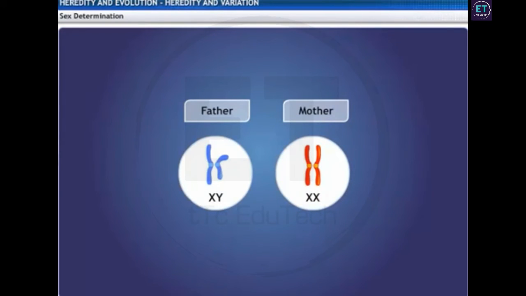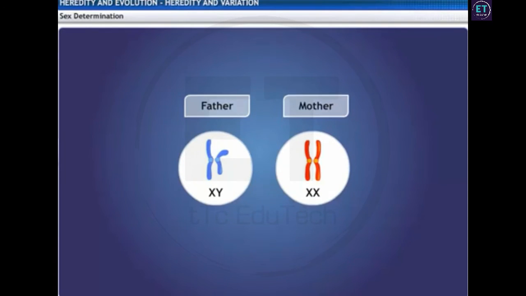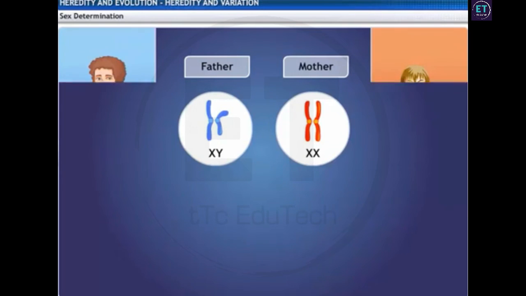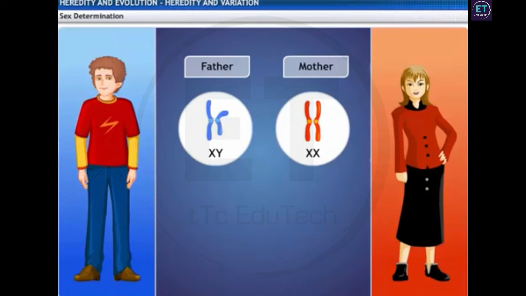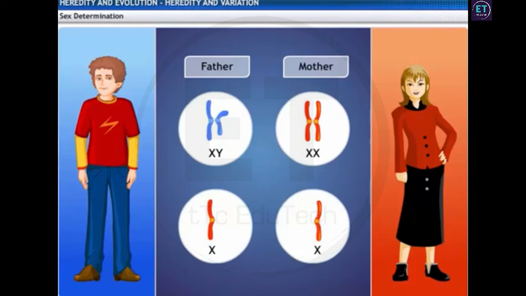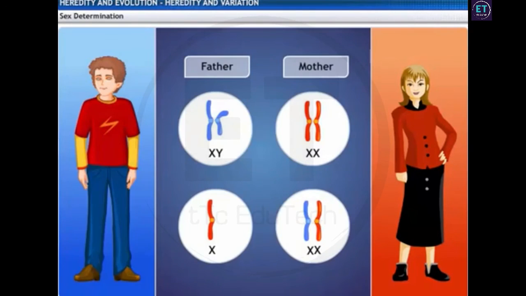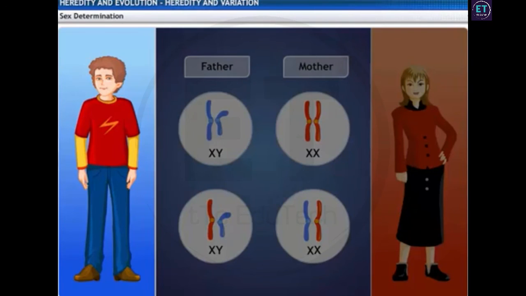Let's look at the inheritance pattern of the X and Y chromosomes. All children will inherit an X chromosome from their mother, regardless of whether they are boys or girls. A child who inherits an X chromosome from her father will be a girl, and one who inherits a Y chromosome from him will be a boy.